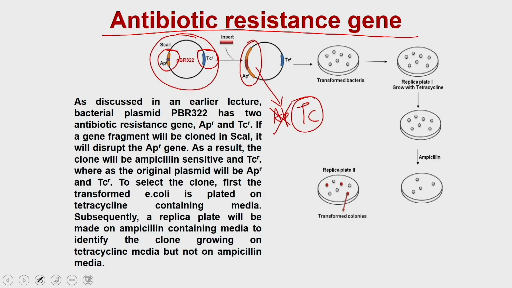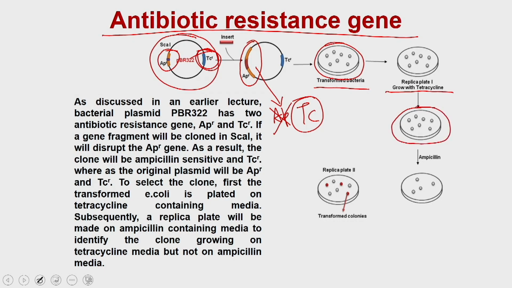So, once you transform this into bacteria, you are going to get the colonies. Now, what you have to do is make a replica of these colonies and grow them onto the tetracycline. So, all the bacteria will grow whether your insert is present or not, because the tetracycline resistance is intact in both the conditions, whether the vector has the insert or whether the vector does not have the insert. So, these are the colonies which are actually tetracycline resistant.